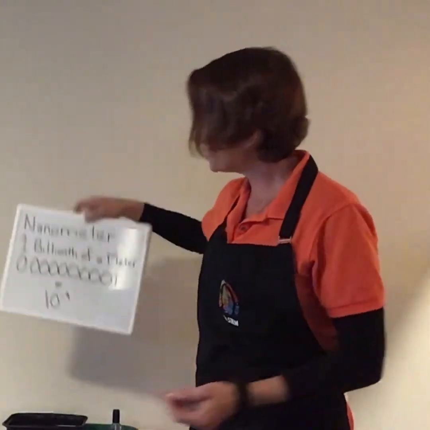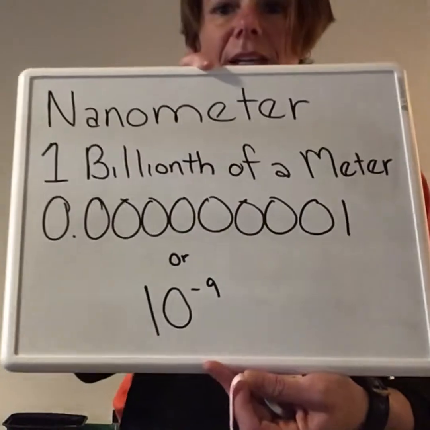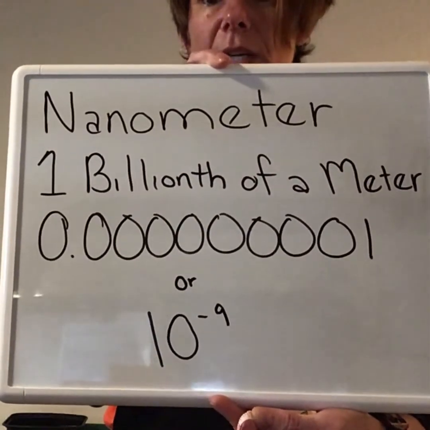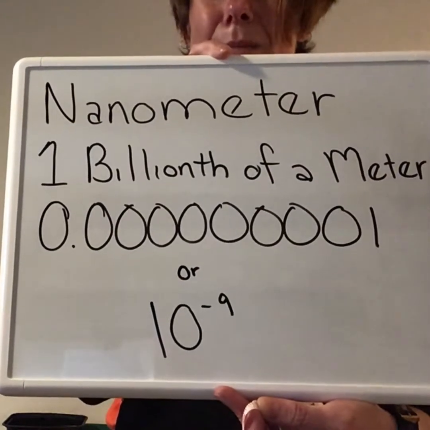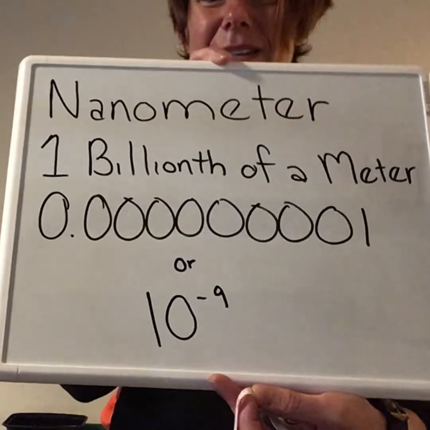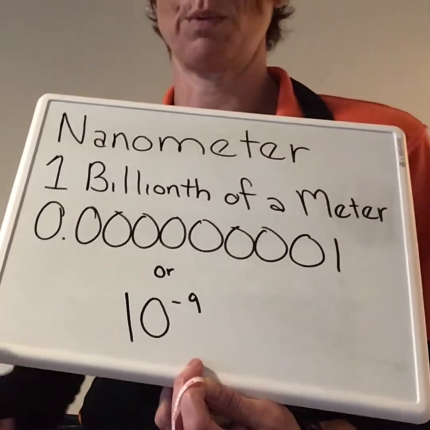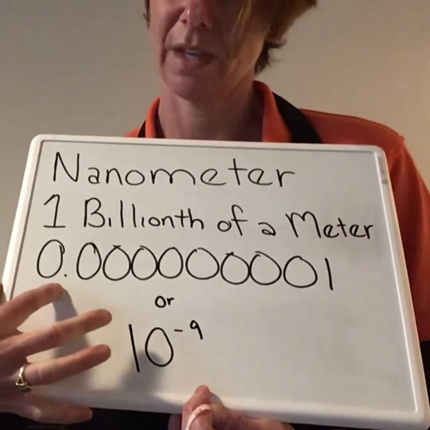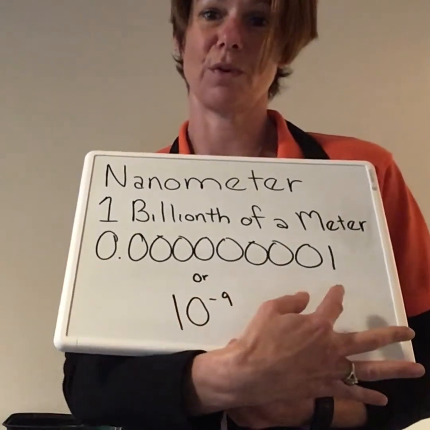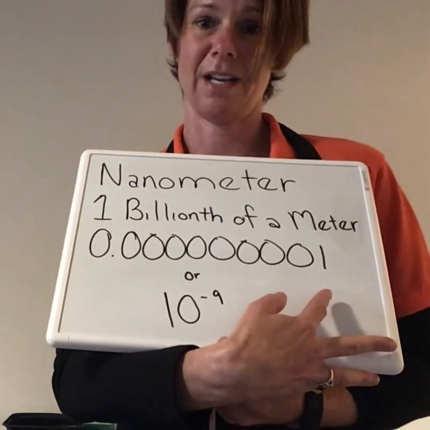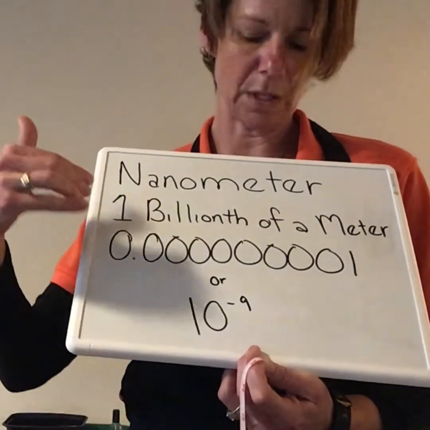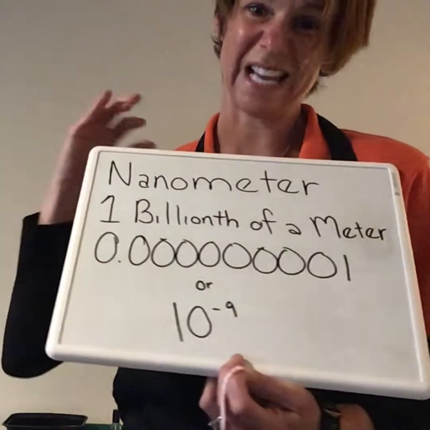And if you want to see, nanometer is what we're going to be looking at, and it is 1 billionth of a meter. And if you see that 0 and the decimal point right here, you will see that there are a whole lot of zeros before you get to 1 there. So a nanometer is 1 billionth of a meter, or 10 to the negative 9th.